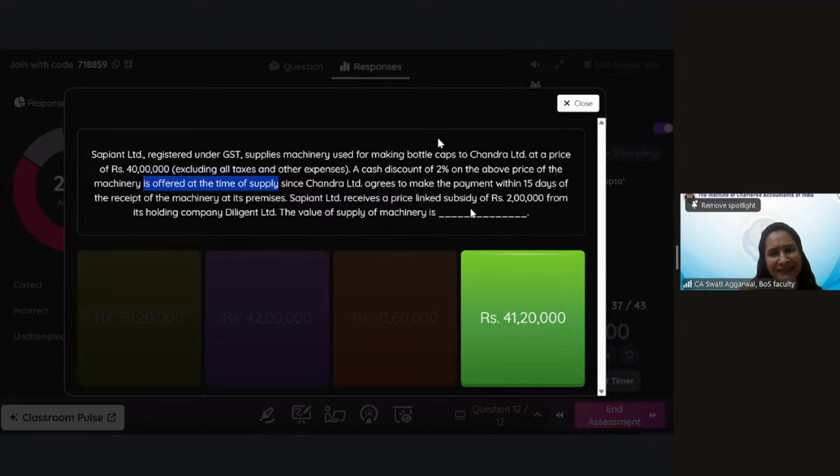But यहाँ पर हमें price link subsidy मिली है. It will be included in the value of supply. 2 lakhs. So correct answer is rupees 41,20,000. Is it clear to all of you?